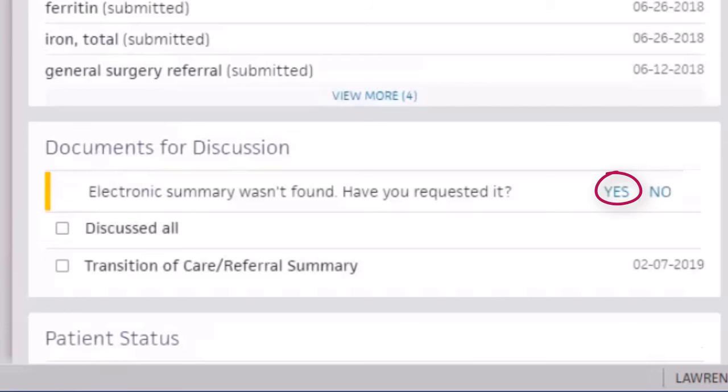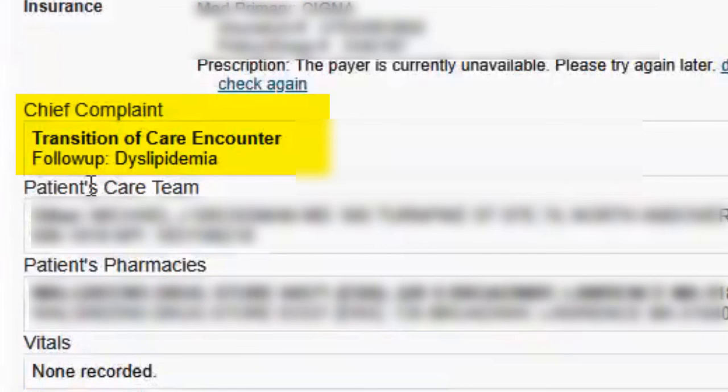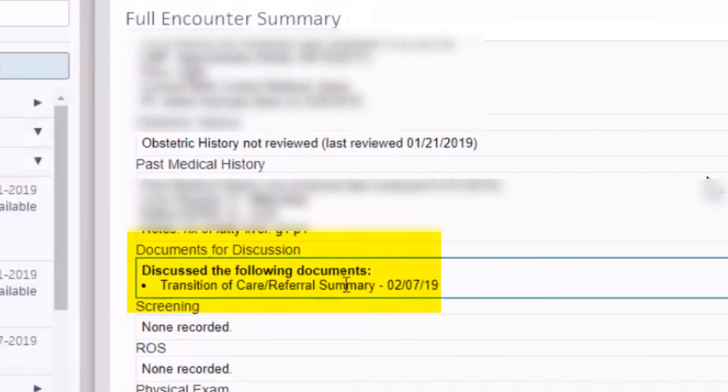If you do not respond to this question, or say no as a response, you have not met the requirements for the inbound Medicaid Promoting Interoperability Health Information Exchange Measure. In the full encounter summary, the Chief Complaint section will say Transition of Care Encounter. The documents marked for discussion is also included.